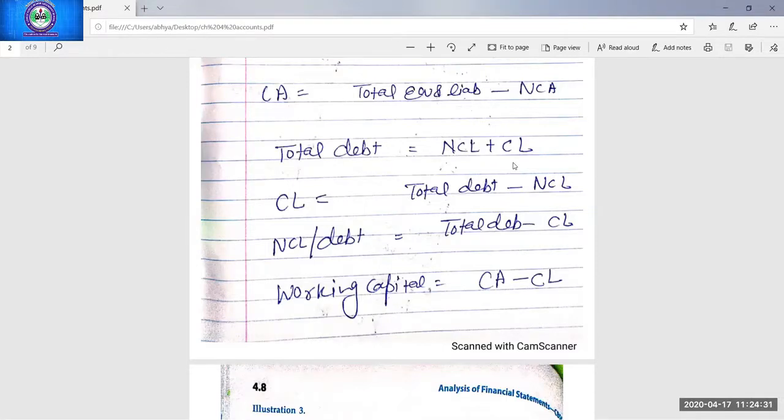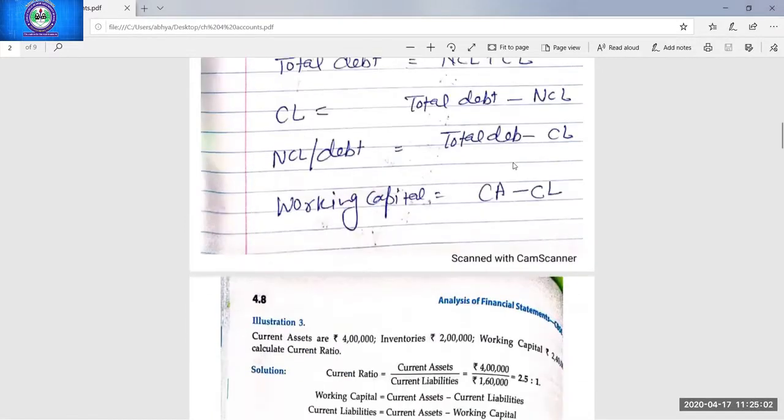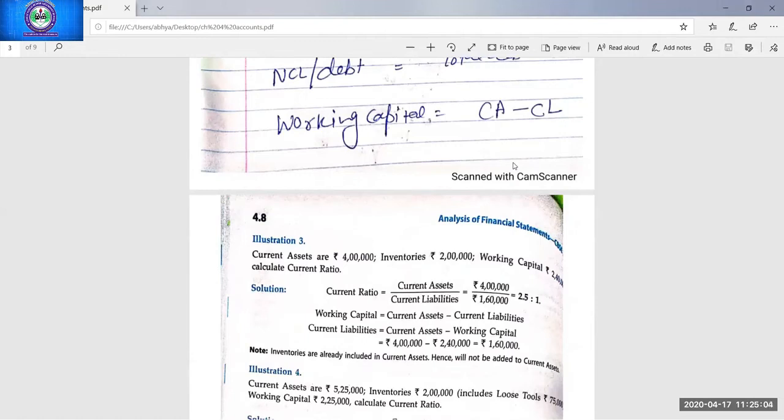And one more formula: working capital. Sometimes in a question, working capital is given. Working capital means current assets minus current liabilities. Current assets you all know, and current liabilities you all know by adding all the subheads. Suppose out of these three, two are given. Working capital is given and current assets are given. Then you can easily find out the current liabilities. Similarly, we can also do the interchanging of sides and find out the unknown.